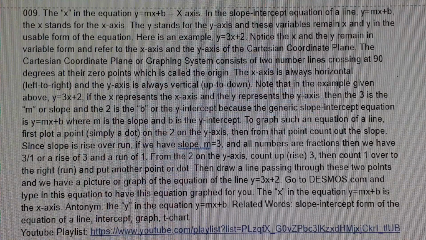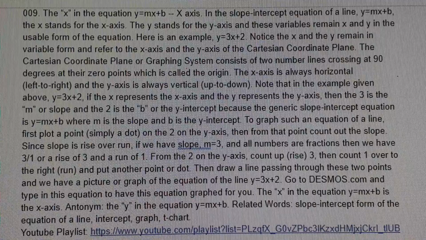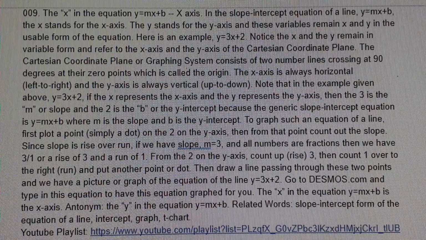To graph such an equation of a line, first plot a point (simply a dot) on the 2 on the y-axis. Then from that point count out the slope. Since slope is rise over run, if we have slope m equal to 3, and all numbers are fractions, then we have 3 divided by 1, or a rise of 3 and a run of 1.